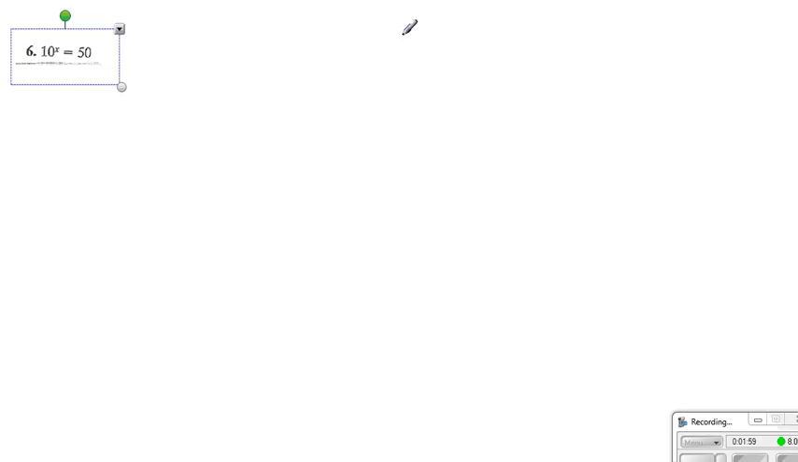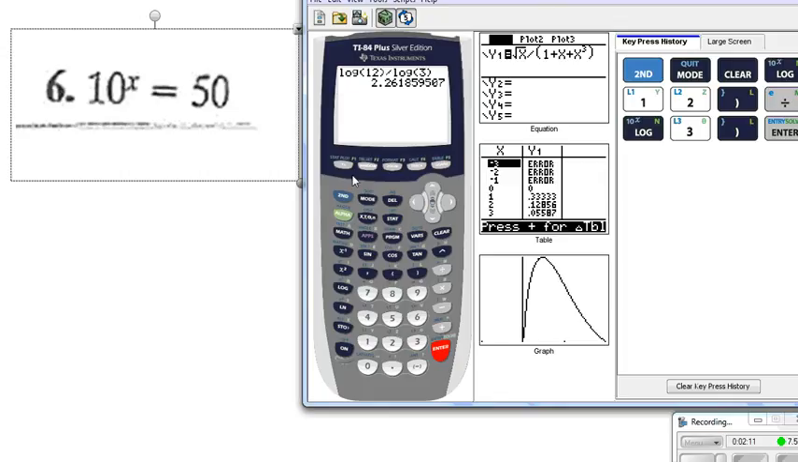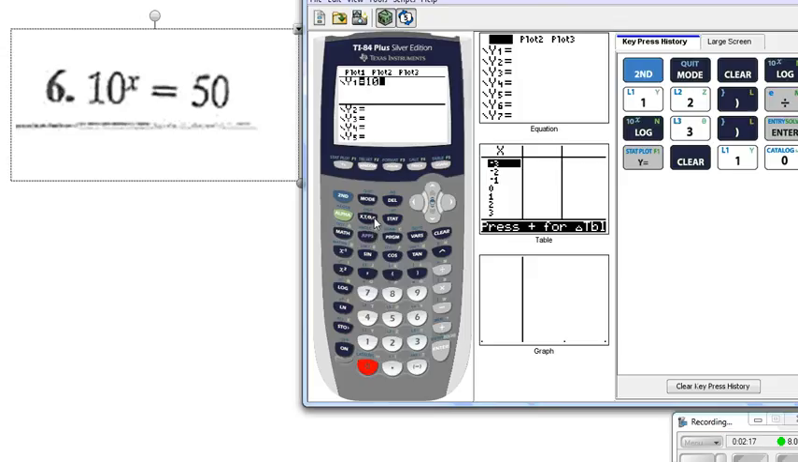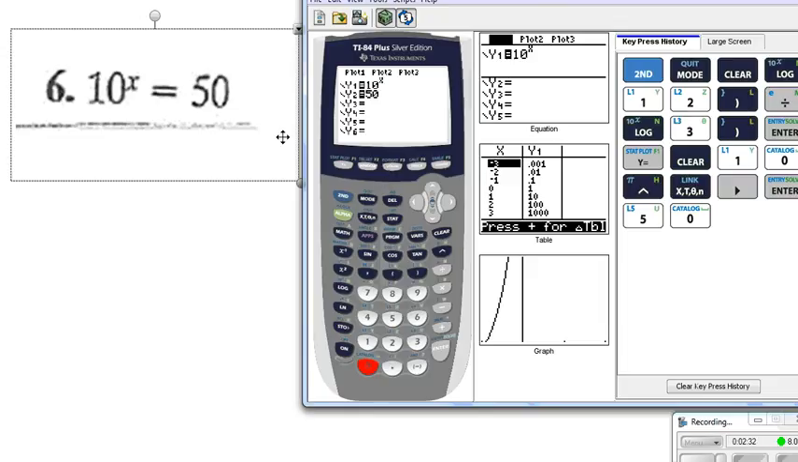All right, let's look at the next question. The next question we can try to do graphically, such as set y equals 10 to the x power, and the second one can be 50. Now, first, what I like to do is, I know that 10 to the first power is equal to 10 and 10 to the second power is equal to 100. So obviously x must be between 1 and 2.